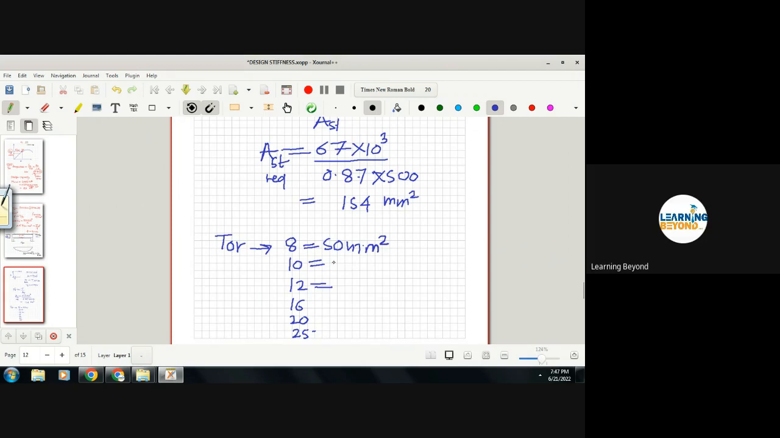10 mm is 78 mm square. 12 mm is 113 mm square. And 16 mm is 200 mm square.